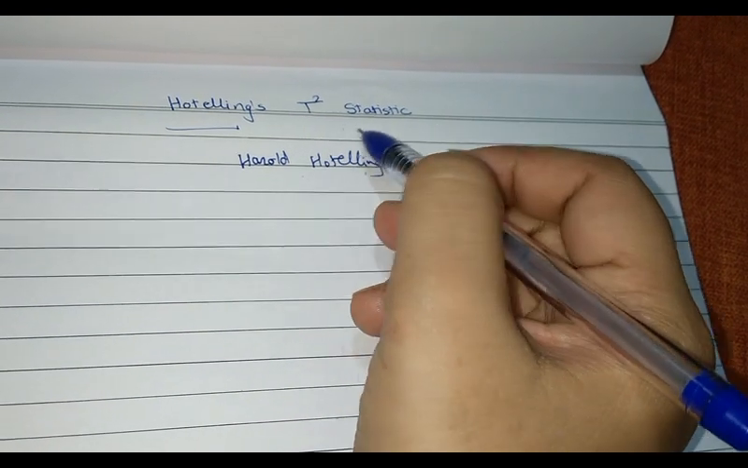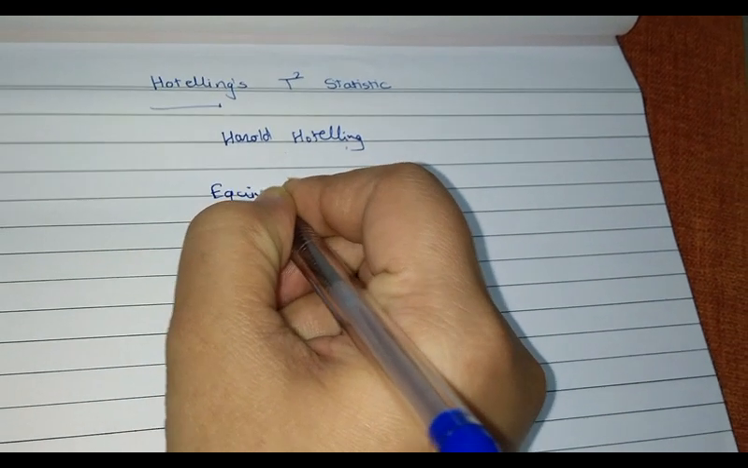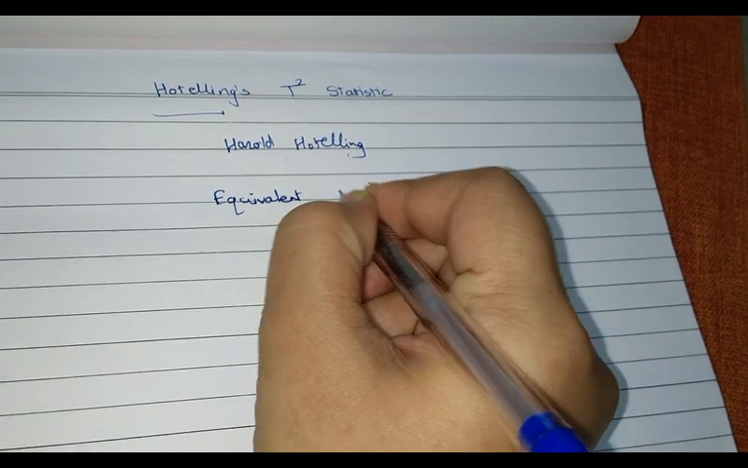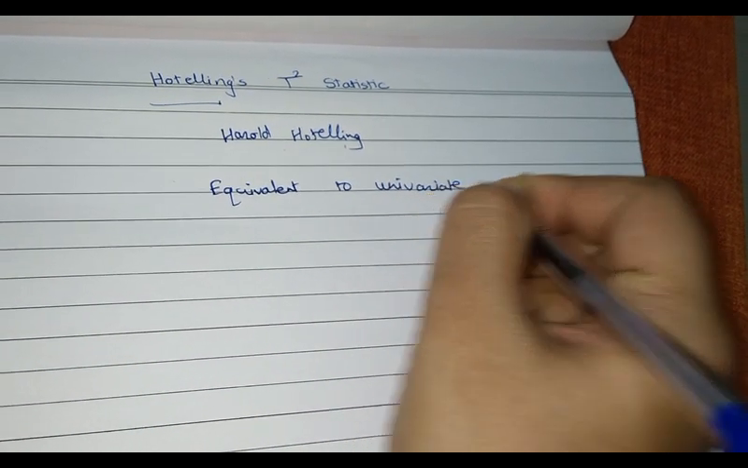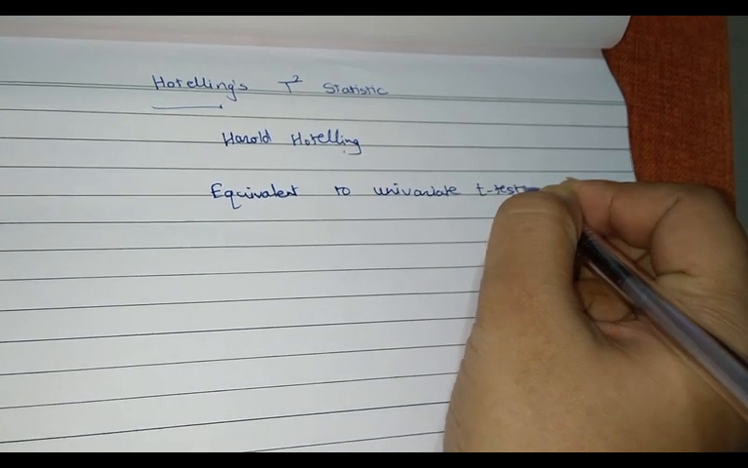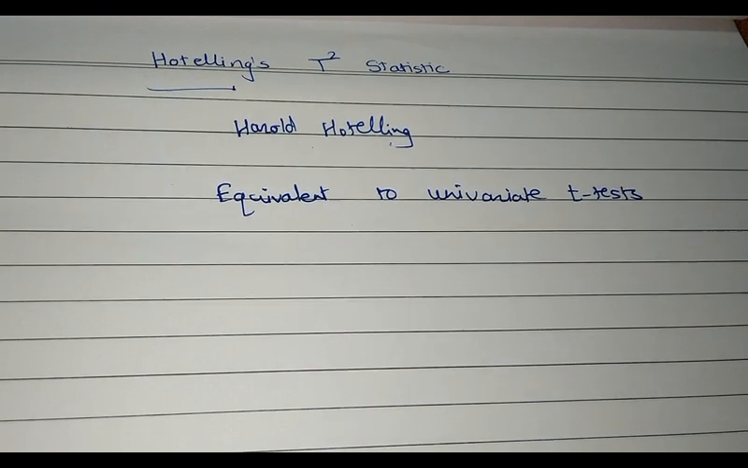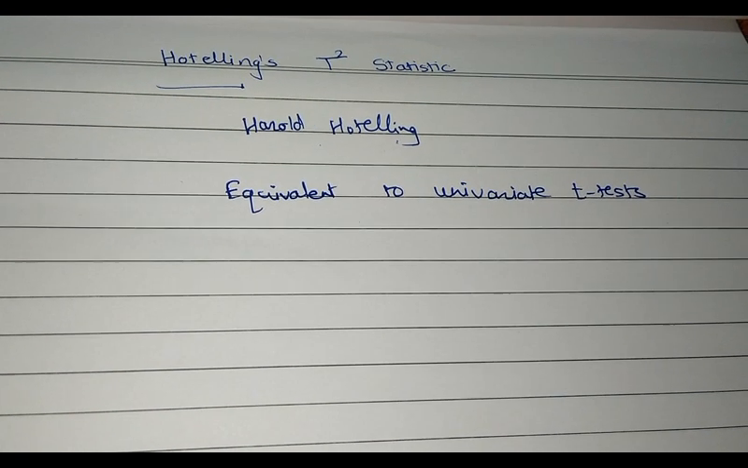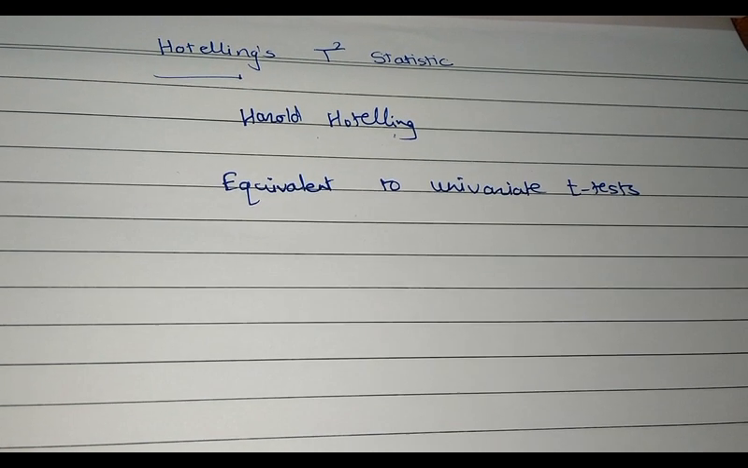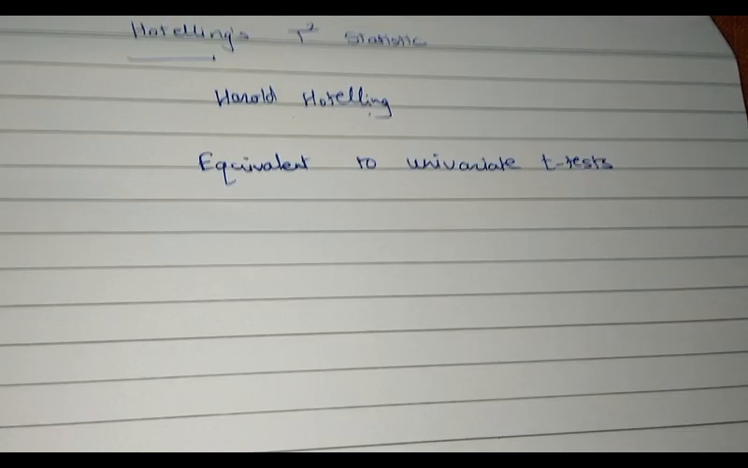And the interesting part is this test is actually equivalent to your univariate t-tests. When I say this is equivalent to univariate t-tests, what I mean is whatever you can do in the univariate setup via t-tests, similar things in the multivariate setup can be done via Hotelling's T-square statistic. So what are the things that we do in univariate using t-tests?